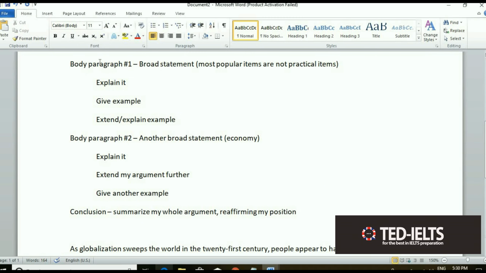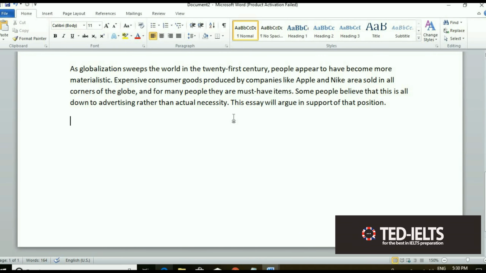So I'm going to follow this structure here, starting with a broad statement about these being the popular items that are not necessarily the practical ones. So I'll start with a broad statement.